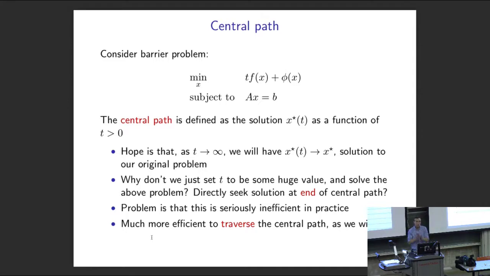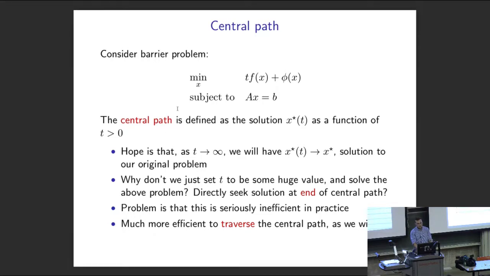So actually solve this problem at a bunch of intermediate values of t, use a solution at one value of t to warm start the algorithm at the next value of t. So that's really what we're going to do. Apply Newton's method over a sequence of t's. Every time we solve it, we're going to pass the solution as a warm start to the next value of t, each time making t larger. And what this is doing, informally, is that it's always keeping Newton's method in the quadratic convergence phase.